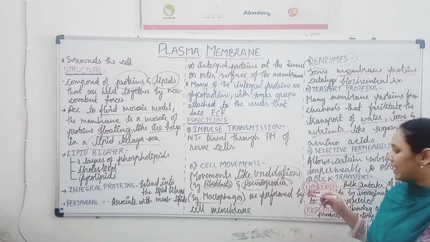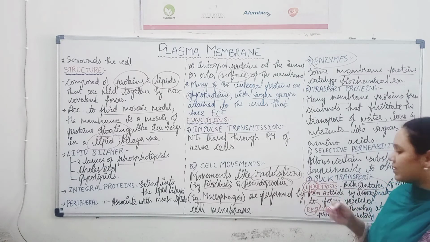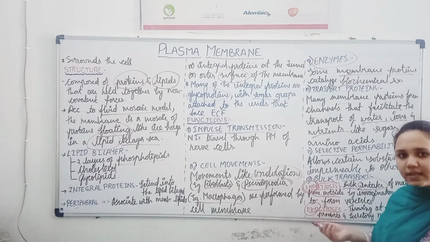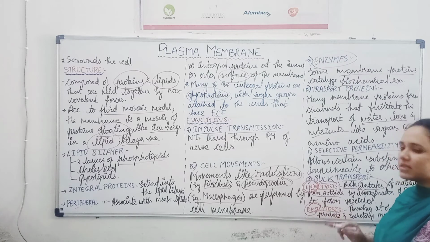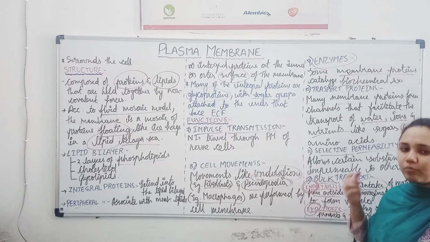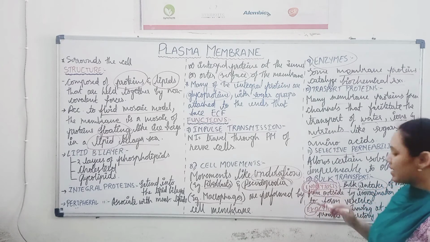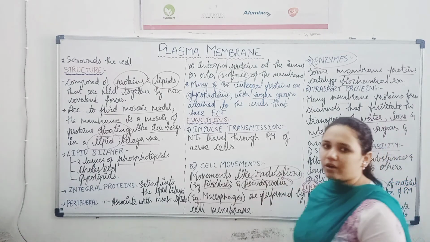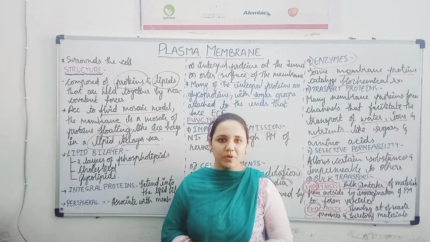If it is taking the materials from outside to inside, the process is called endocytosis. Endo means inside, cytosis means cell. And exocytosis is when substances are removed from the cell to the outside. So either waste products or some secretory materials are removed from the cell by the exocytosis process. So this is about the structure and function of plasma membrane. Hope you have understood.